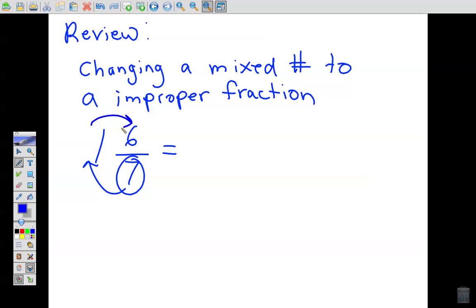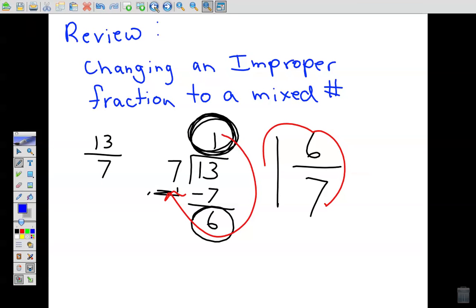Always add the top number to what you got before. Let's see, 1 times 7 is 7, add 6, we get 13. Place it over that same denominator. You know what? We did this one correctly. So we're good to go.